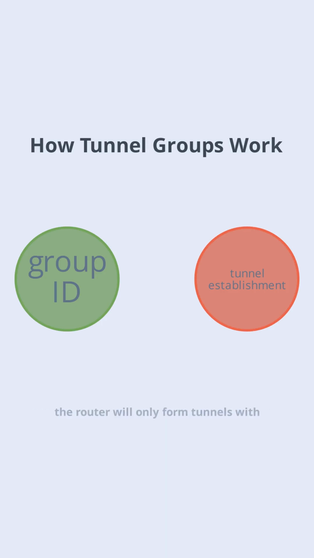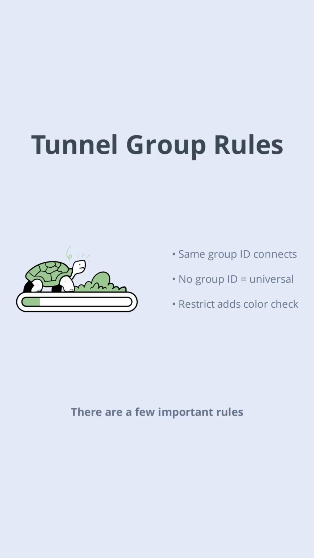Tunnel groups operate by assigning a group ID under each tunnel interface. Once set, the router will only form tunnels with remote TLOCs that share the same group ID regardless of their color. This means you can have private and public transports in the same group or keep them separate depending on your needs. If a TLOC doesn't have a group ID, it can connect to any group, making it ideal for hub or central routers.